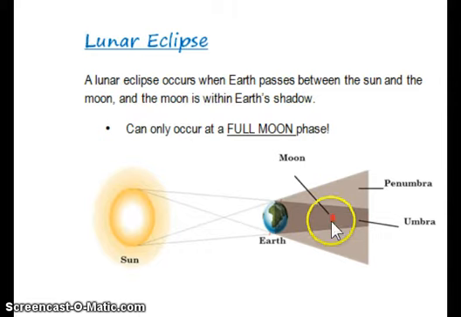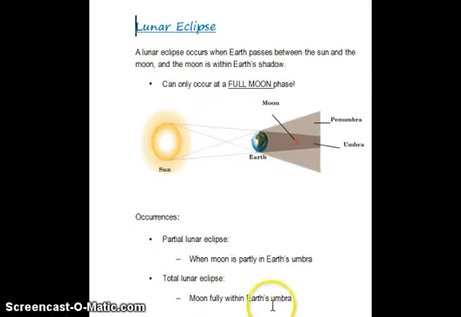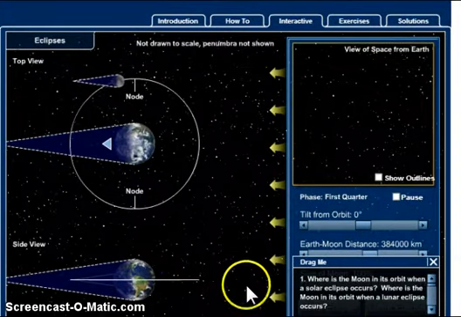You'll notice here that the moon will pass through the Earth's umbra. When the moon totally passes through the Earth's umbra, that's called a total lunar eclipse. When it only partly goes through the Earth's umbra, that is known as a partial lunar eclipse. So let's look at this animation and watch this lunar eclipse occur.